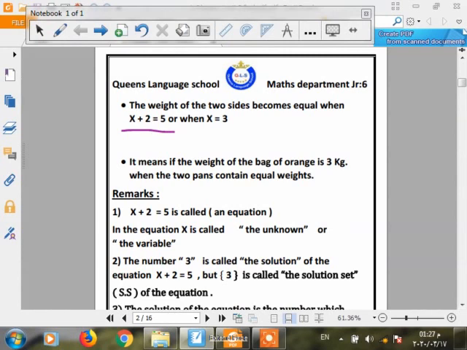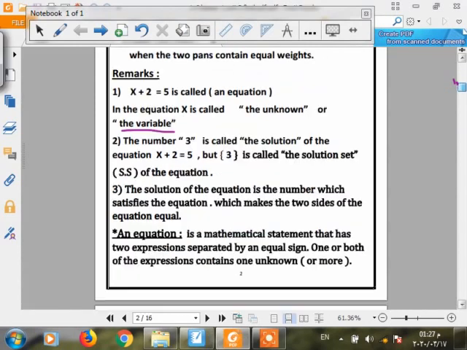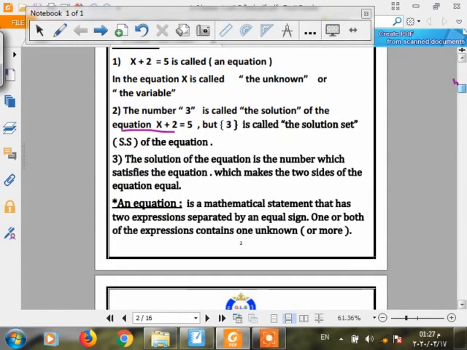We have important notes. First note: x plus 2 equals 5, this mathematical statement is called an equation. X is called the unknown or variable. What about 3? We know that in this equation x must equal 3, so the two sides will become equal. So 3 is called the solution.